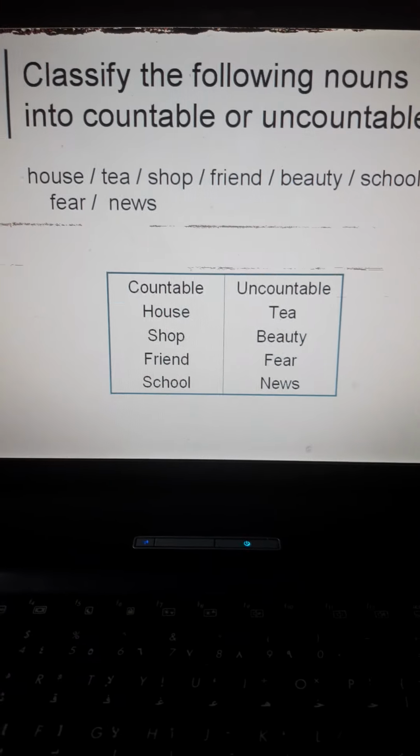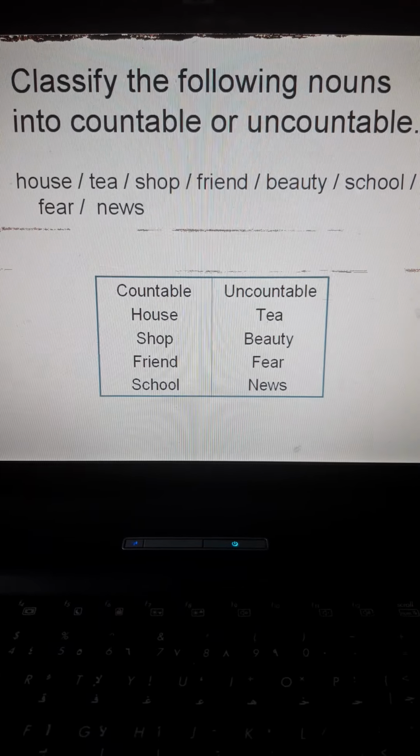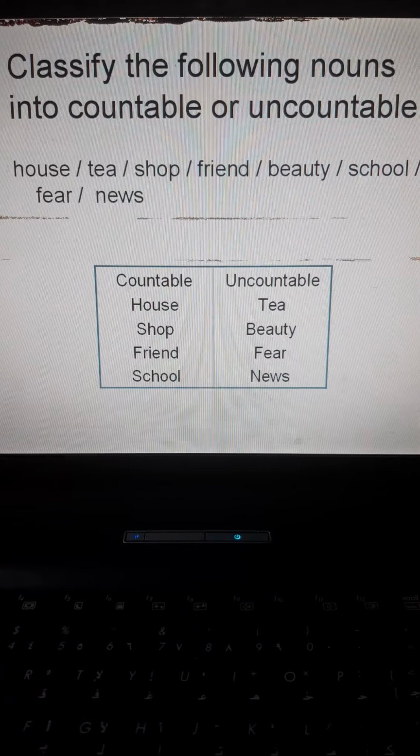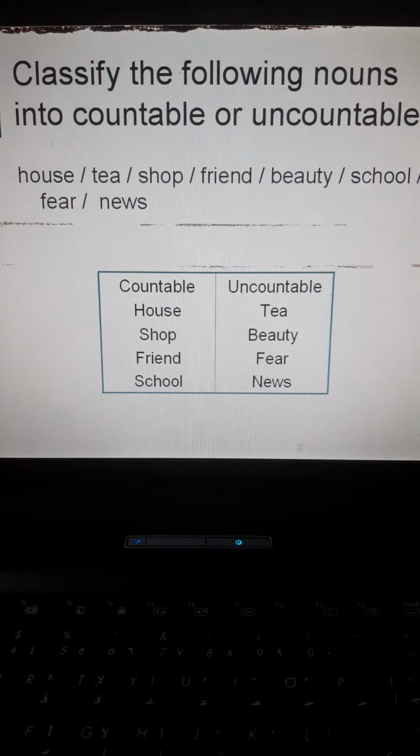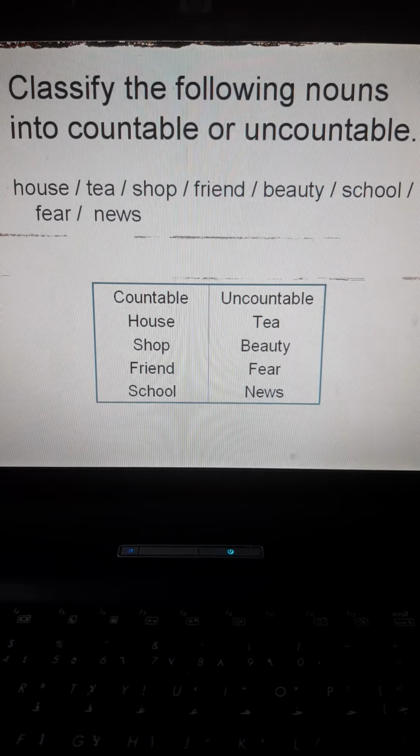Hello, my students. Last time I gave you this homework, okay? And these are the answers. The question was to classify the following nouns into countable or uncountable nouns.